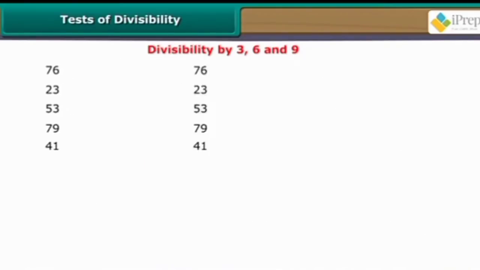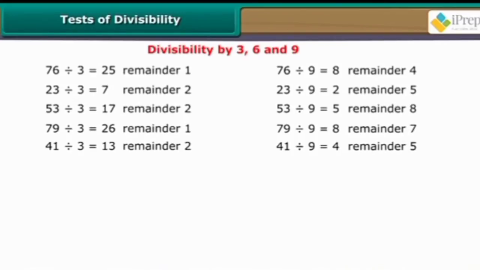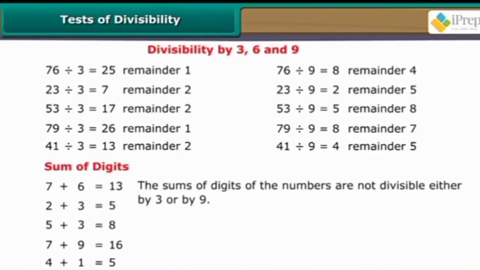Consider some more numbers: 76, 23, 53, 79, 41. Let us divide them by 3 and 9. 3 and 9 do not divide them exactly. Sum up the digits of each number. What do you find? The sums are not divisible by 3 and 9.